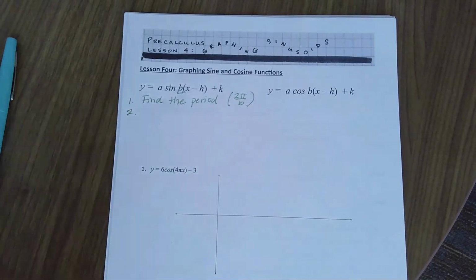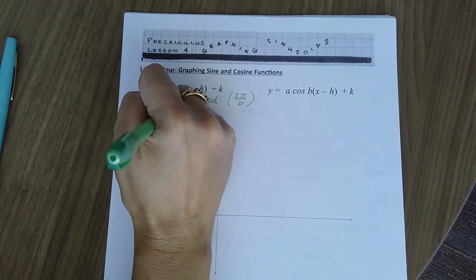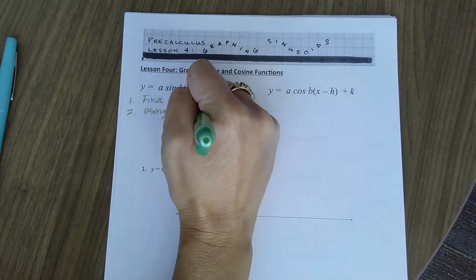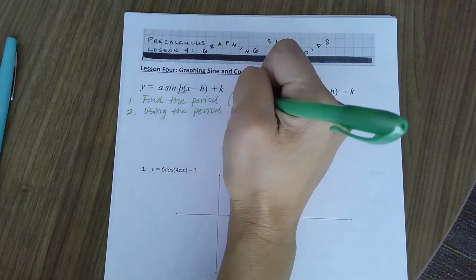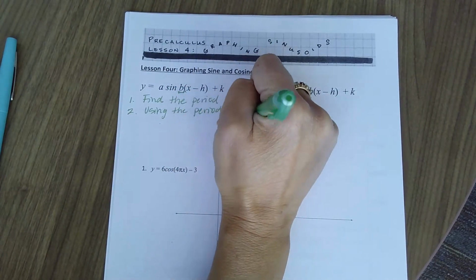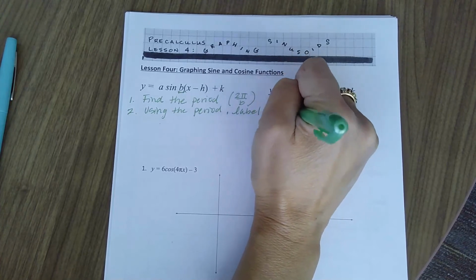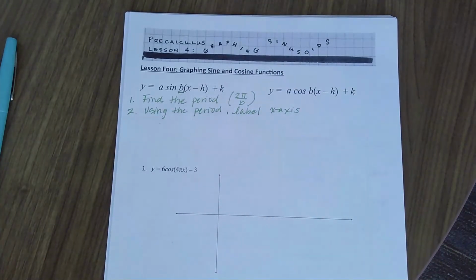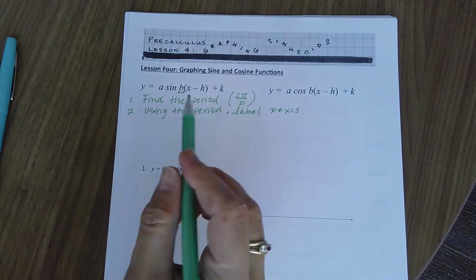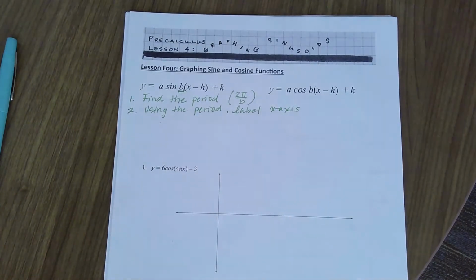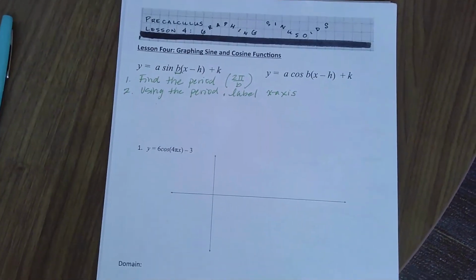Step 2, we're going to use that period to label the x-axis. If you remember, we talked a lot about this last year, at least in my classes, about the 5 key points. Whatever we get for the period dictates what scale we're going to use on our x-axis.